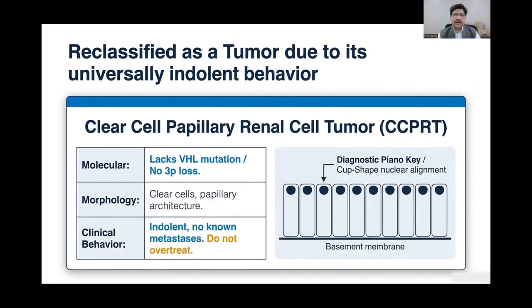It is not malignant. Cells are clear, papillary in architecture. Nuclei are spaced like a piano key. It is indolent. No metastasis. Do not overtreat. Meaning what? If I recognize CCPRT, all I require is follow-up and no treatment is required. Because it is an indolent tumor, no metastasis, almost non-malignant, there is no VHL mutation, chromosome 3p is normal.